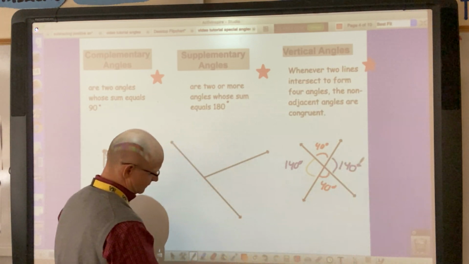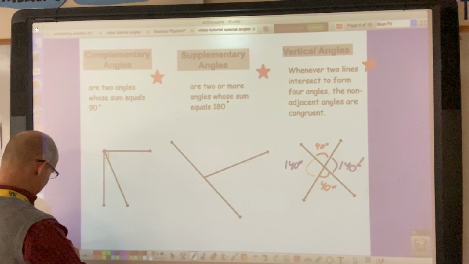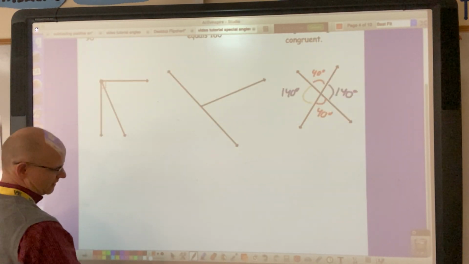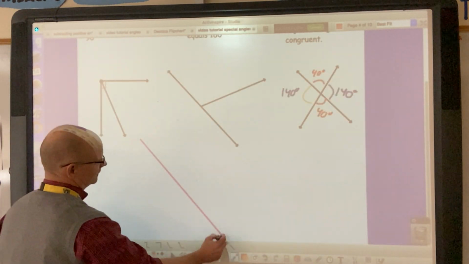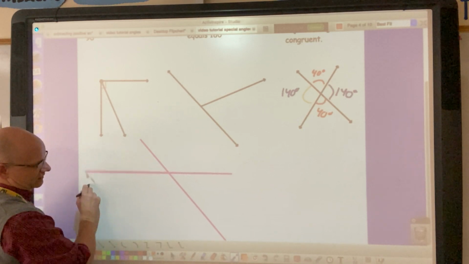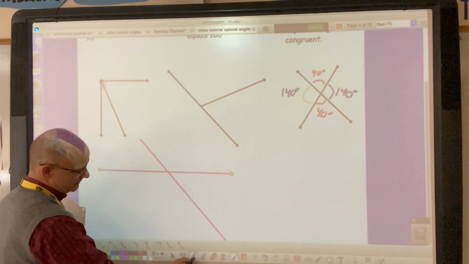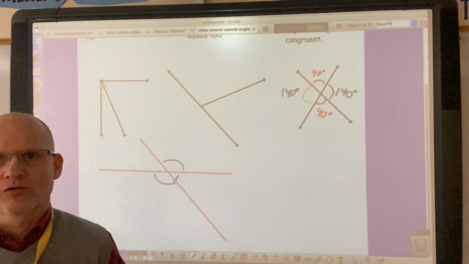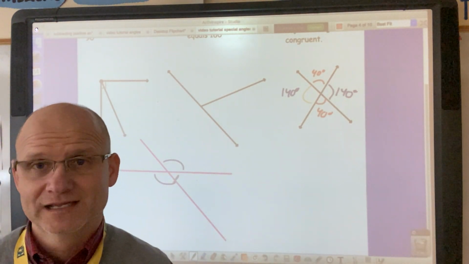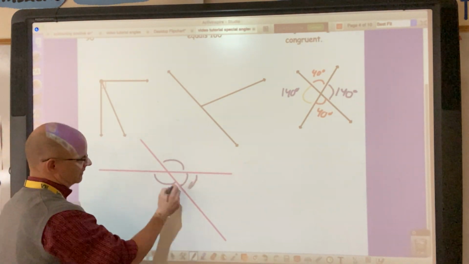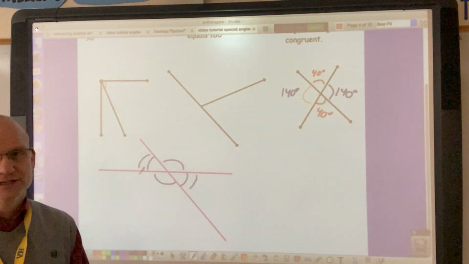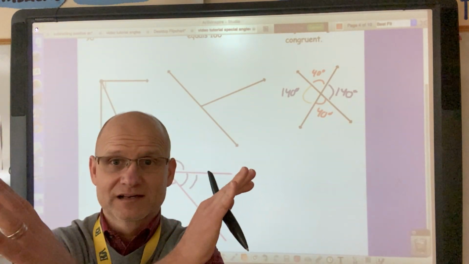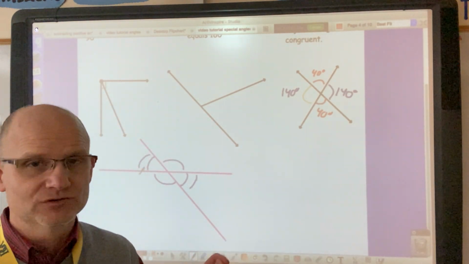So when you have two lines that intersect, if I draw two lines here, it doesn't matter where I put them, this angle is going to equal that angle. Those two angles are going to be congruent, identical. Likewise, this angle and this angle are going to be congruent. That's what happens when lines intersect at a common point. The opposite angles equal each other.